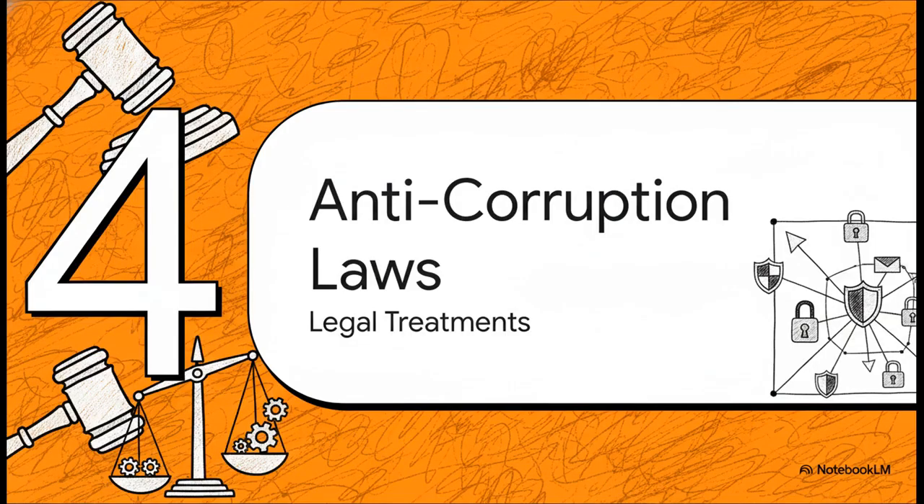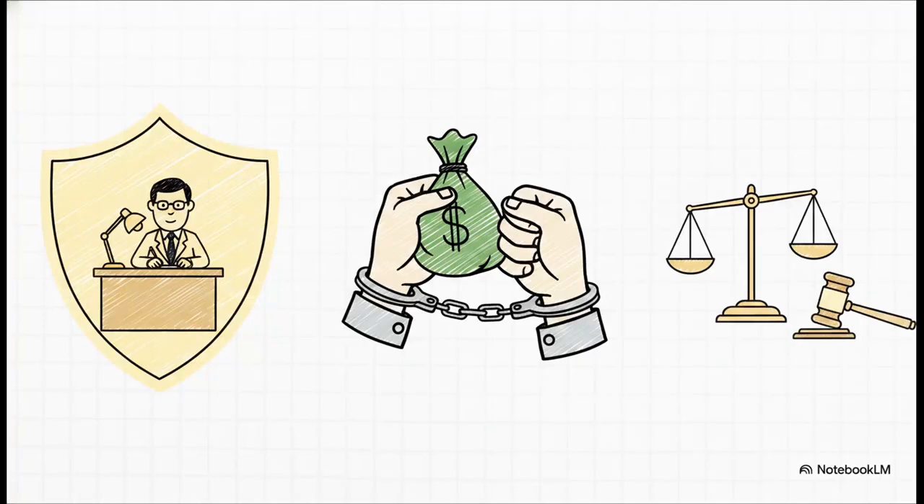All right, let's look at Section 4, anti-corruption laws. Our baseline treatment here is the Prevention of Corruption Act. Traditionally, this punished public servants for taking money or gifts over their actual salary, but the 2018 amendments were a real game changer. They acknowledged reality and explicitly made it a crime to be the bribe giver too.